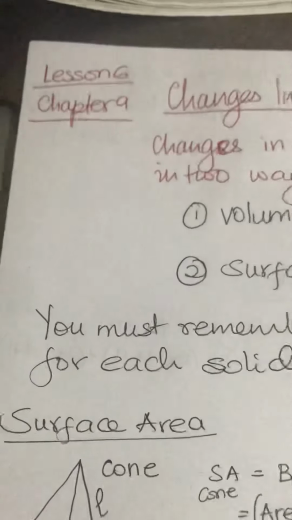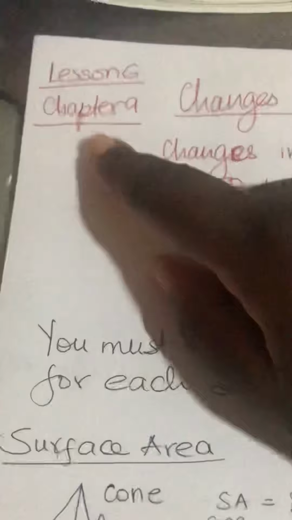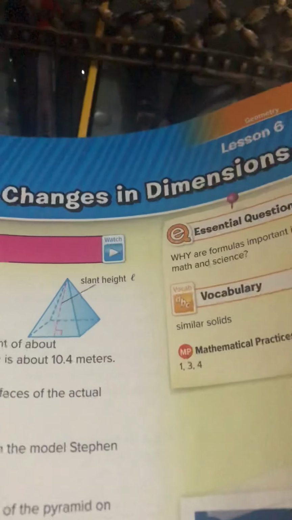Okay, grade 7. This is lesson 6, chapter 9. It says here, change in dimensions. And we need to know what are similar solids, okay? All right.